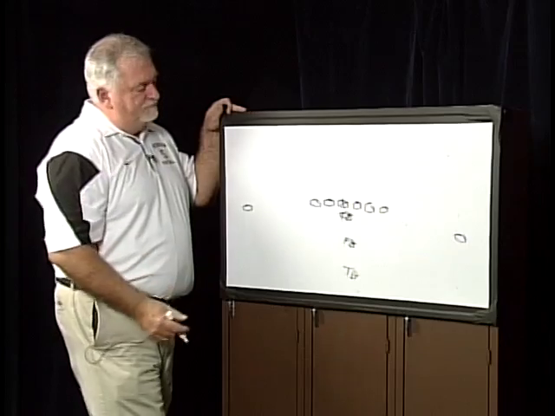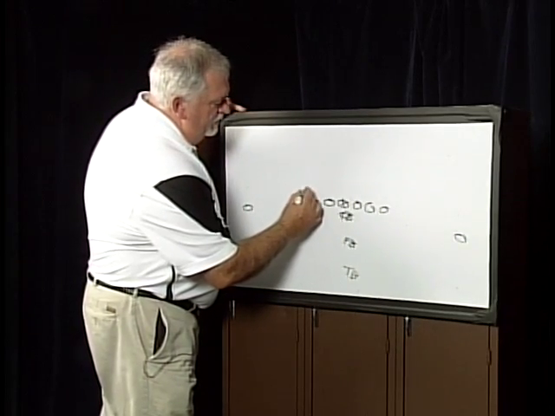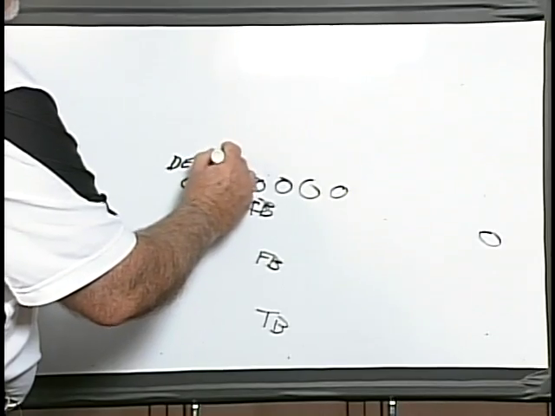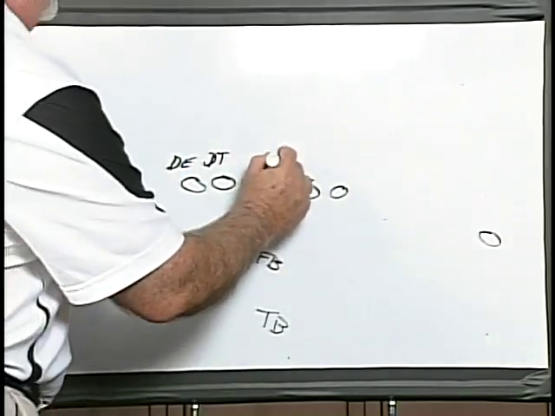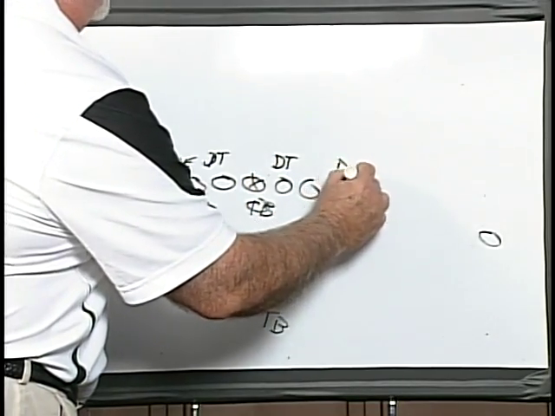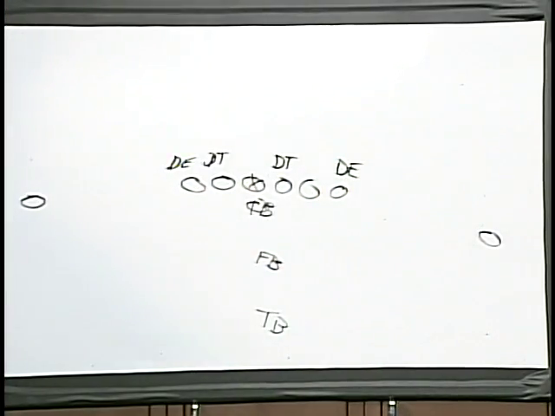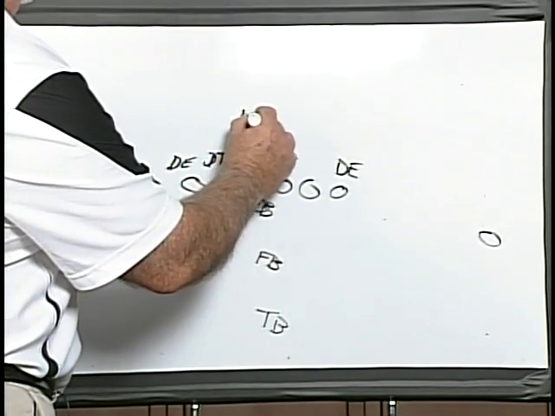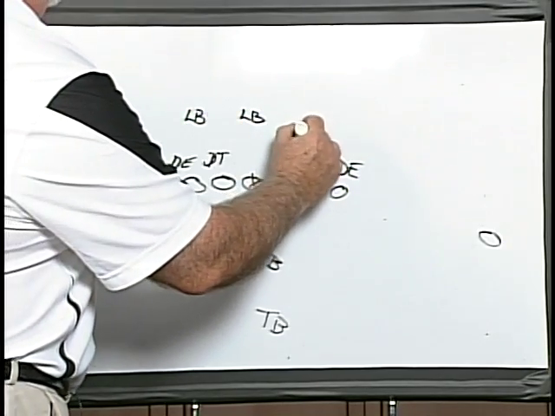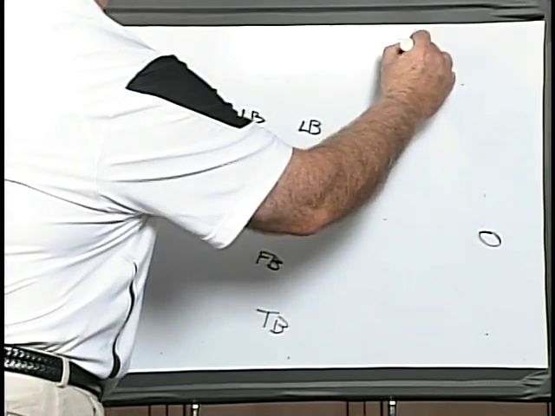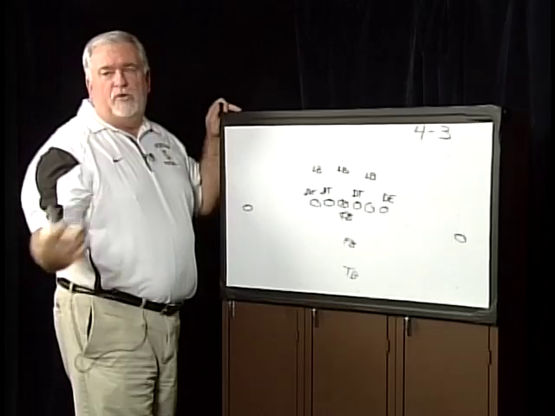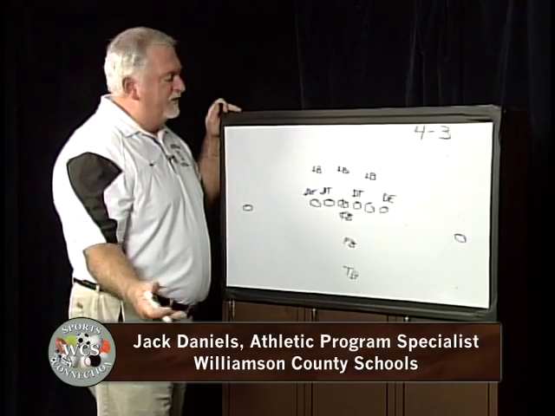Now we're going to defense that. Defensive end. Defensive tackle. Defensive tackle. Defensive end. Linebacker. Linebacker. Linebacker. This is a 4-3 defense. 4 down linemen, 3 linebackers. That leaves you 4 secondary people. 4 people in the secondary.